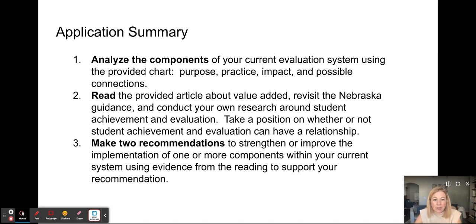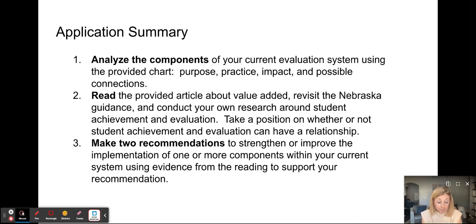But I want you to take a position not on value added, because again, we're not going to do value added evaluation in Nebraska. But I want you to take a position on whether or not student achievement and evaluation can have a relationship and what that can be.